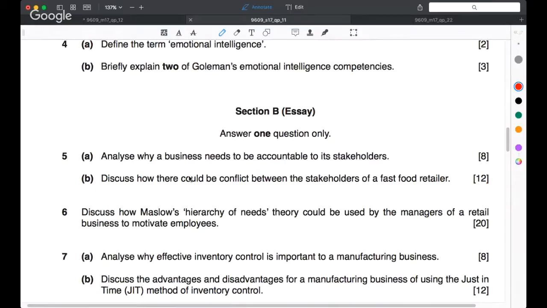Government in lots of cases is a stakeholder because it has an interest in your business because you'll be paying tax. Lastly, and not in any particular order, shareholders also are a key stakeholder in business. So stakeholders are a group of people that have an interest in your business. They will all have a slightly different interest, and you need to be accountable to all of them.